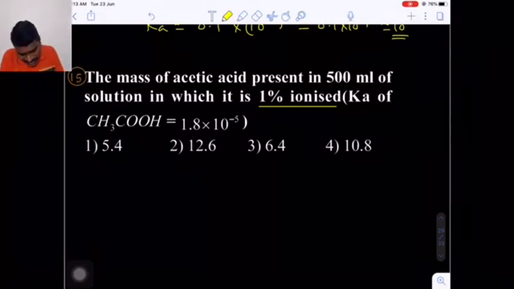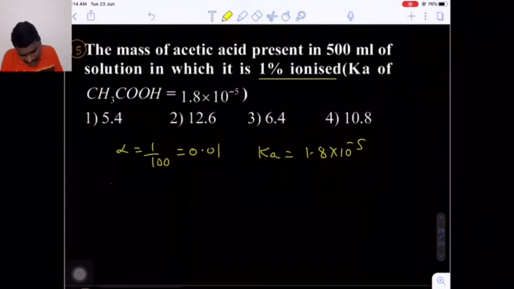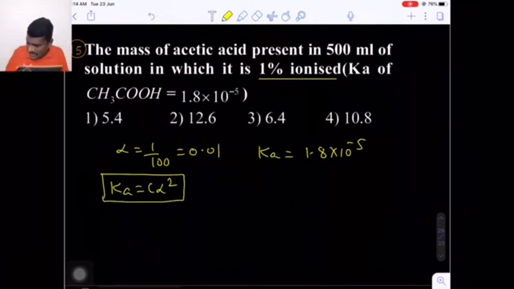Now here we are directly using alpha 1%, which is 0.01. The dissociation constant is given as 1.8 into 10 raised to minus 5. I am directly using the expression Ka equal to C into alpha square. From this expression, the concentration C will be equal to what?